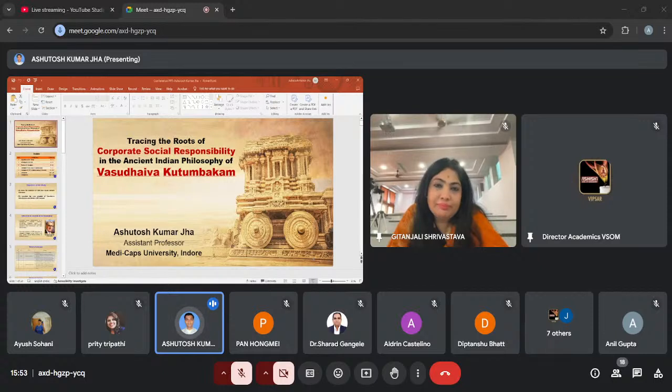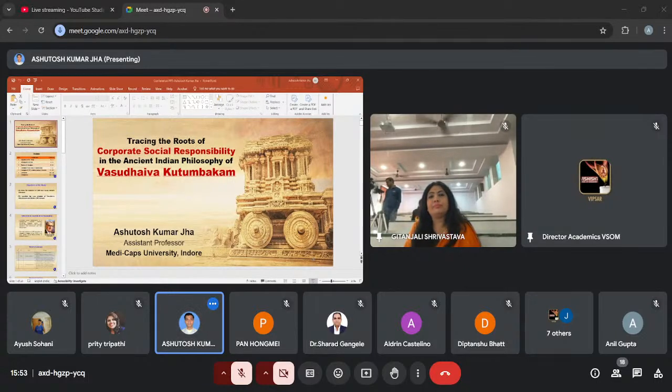So this concept says that as much as you earn, you should donate more than the way you earn it. Similarly, the concept of CSR is also inherent in the Srimad Bhagavad Gita.